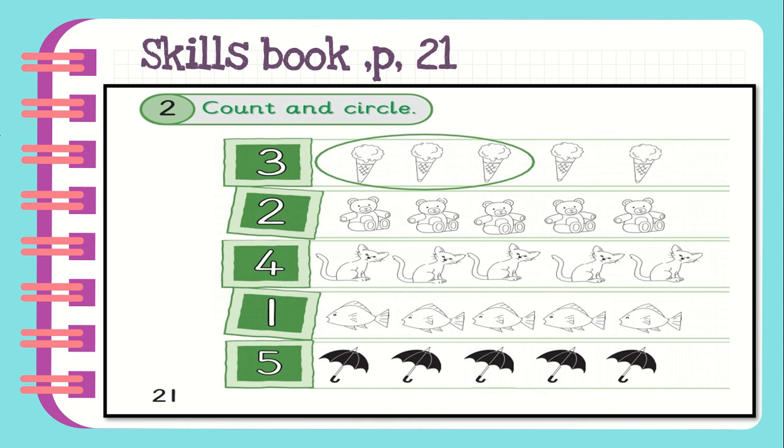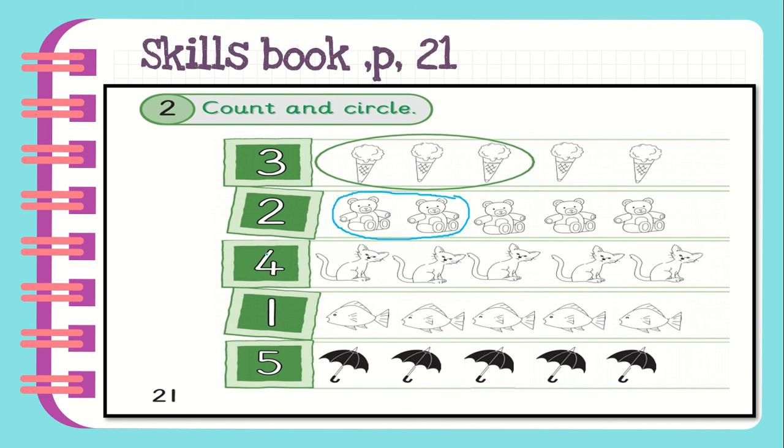Now count and circle. Count how many ice creams here? 3 ice creams. So you have to make a circle for 3 only. For 3 ice creams here. How many teddy bears here? We have number 2. So you have to make a circle for 2 teddy bears.